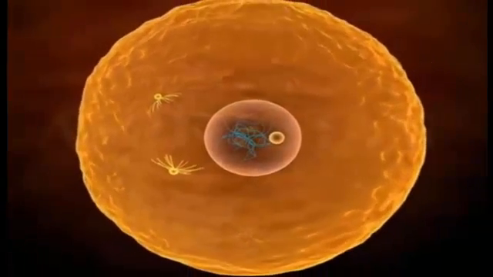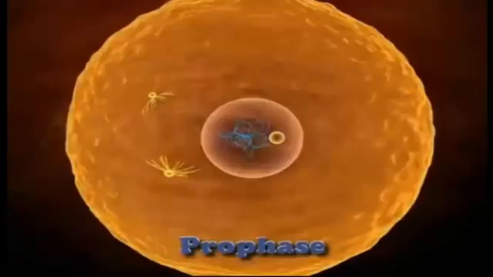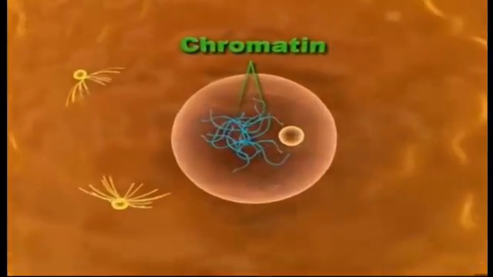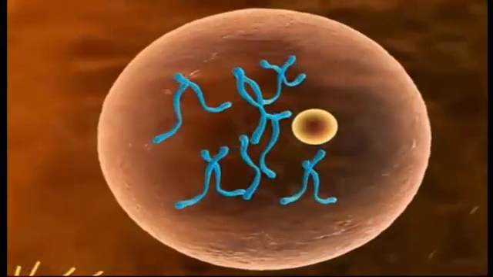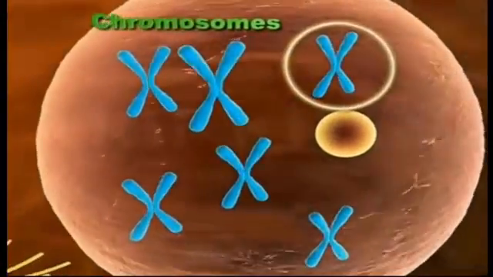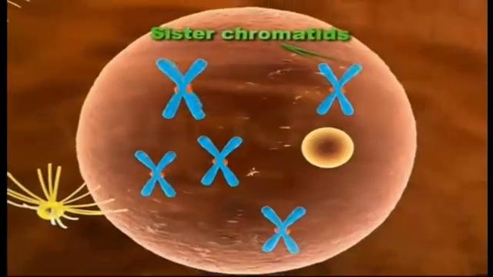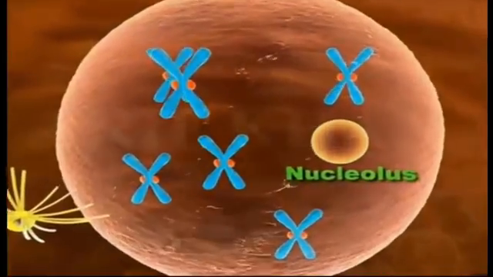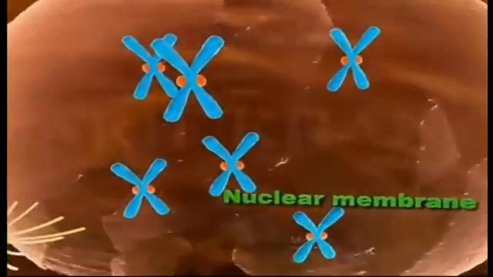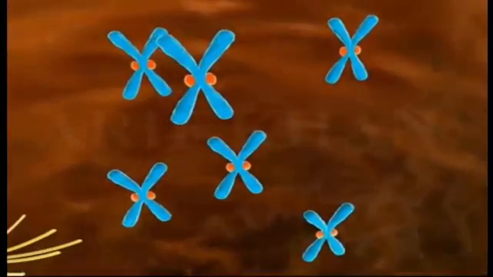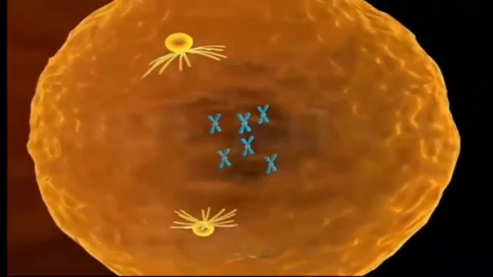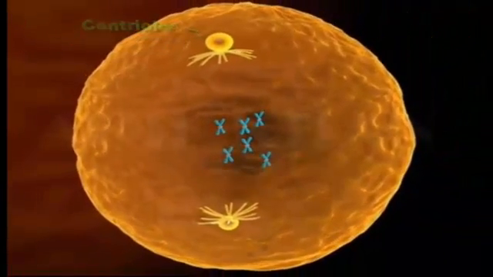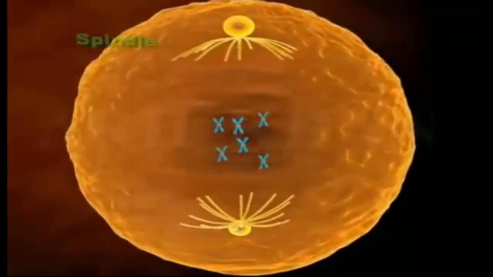In prophase, the chromatin material becomes condensed and thick to form chromosomes. Each chromosome has two sister chromatids joined together at the centromere. The nucleolus disappears and the nuclear membrane starts to break down. The centrosomes, each with a pair of centrioles, move apart to opposite poles, forming a spindle between them.